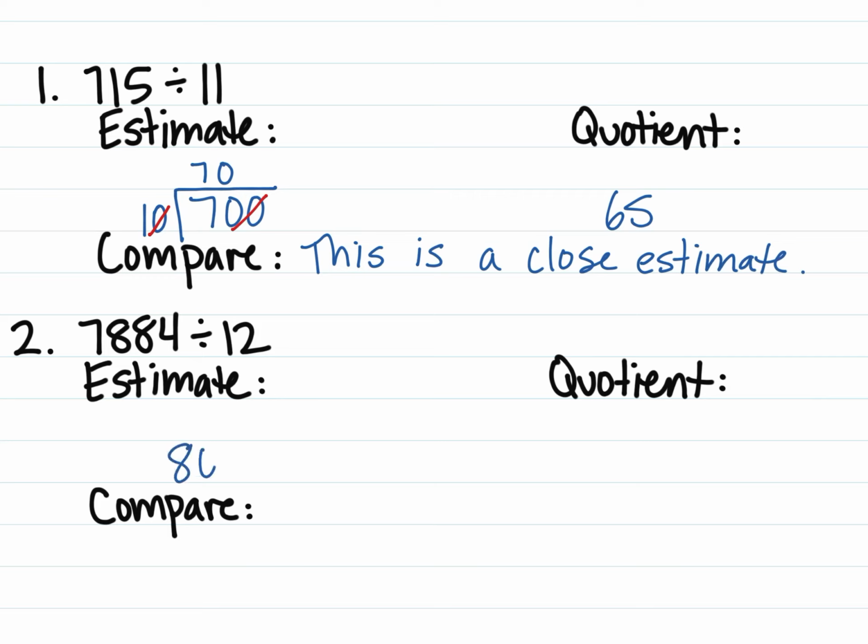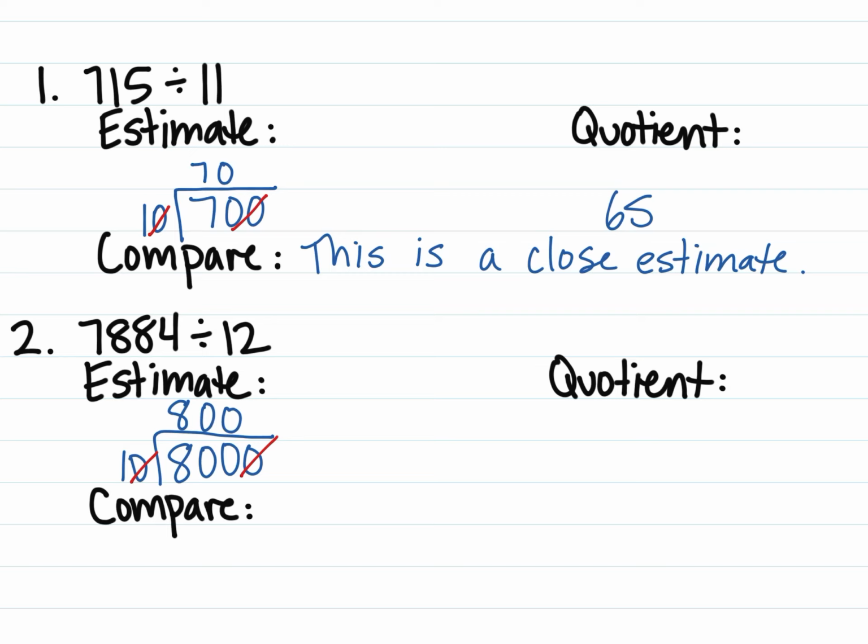7,884 is closer to 8,000 than 7,000, and 12 is closer to 10 than it is to 20. Divide a 10 out. 1 goes into 8 times. There are no remainders, so then we need to use the zeros from below.